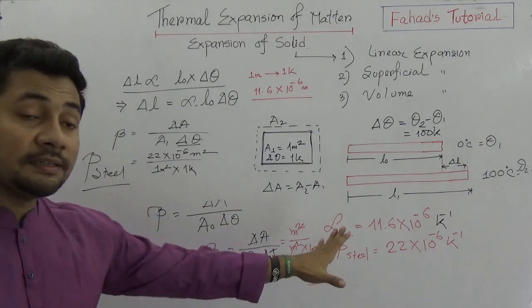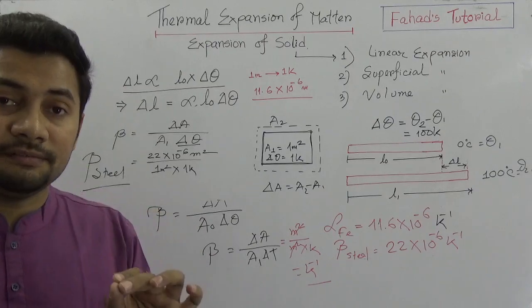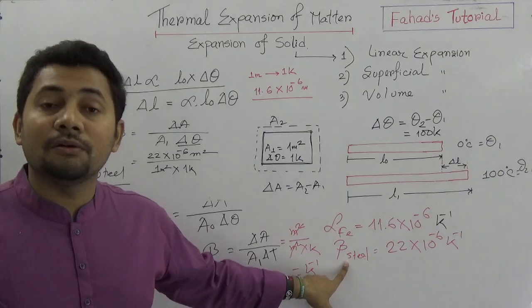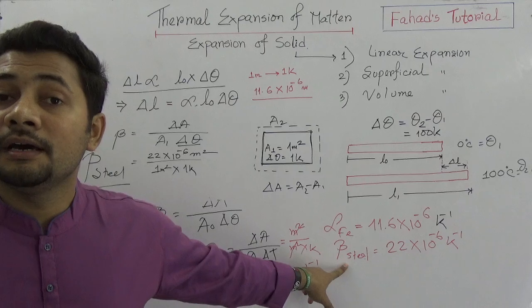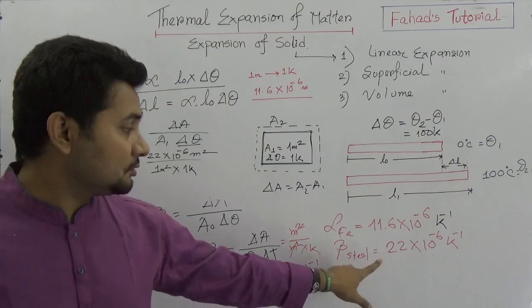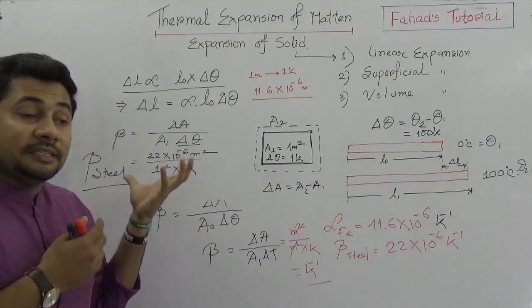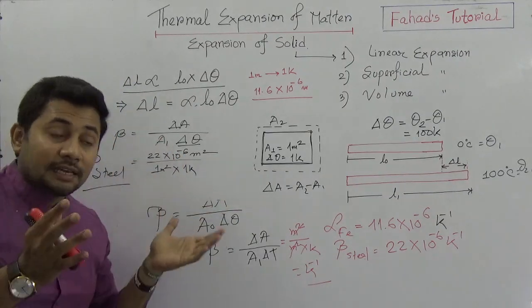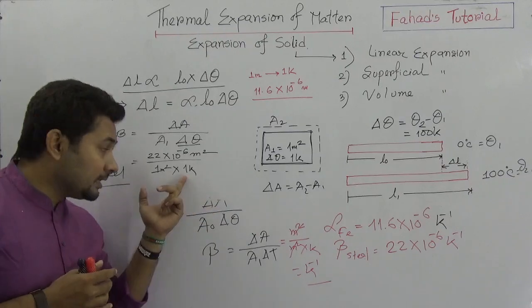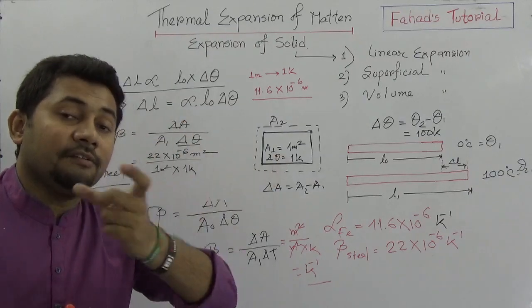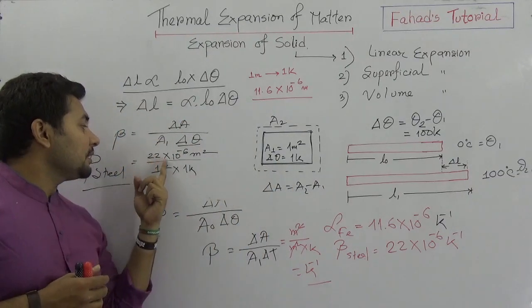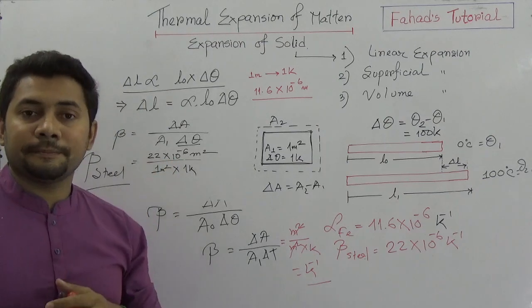So I'm just giving you the example, as a primary level basic. So the beta or the coefficient of area expansion of steel is 22 times 10 to the power minus 6 per Kelvin. It means that for a 1 meter square area of steel, if we increase the temperature by 1 Kelvin, the expansion of its area would be 22 times 10 to the power minus 6 meter square.